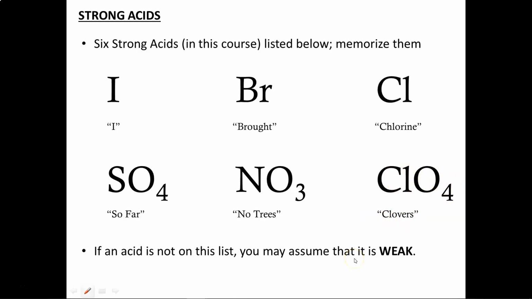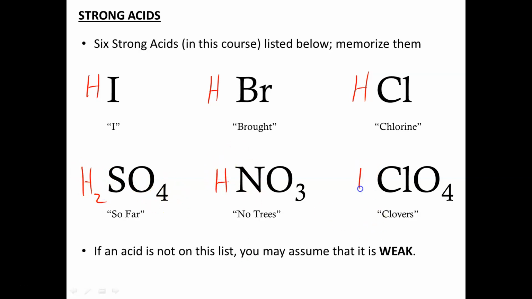Alright, so that stupid little story has just helped you memorize the 6 strong acids, because now all you have to do is just add in the hydrogen: hydroiodic acid, hydrobromic acid, hydrochloric acid, this one's H2SO4, sulfuric acid, nitric acid, and perchloric acid.